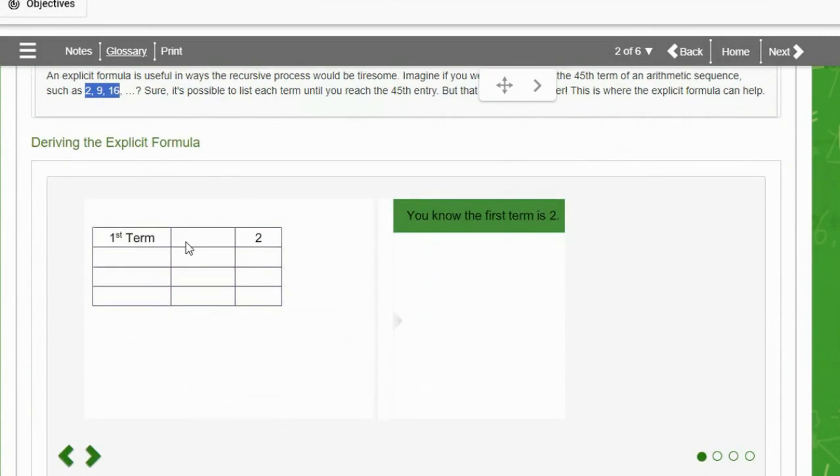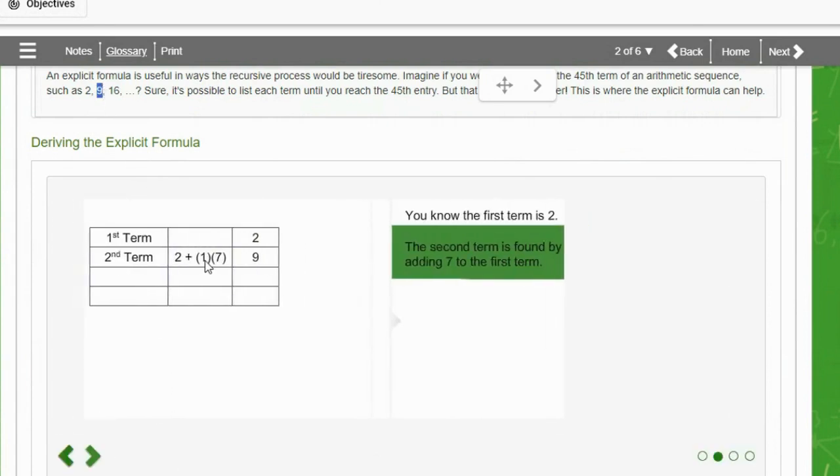So here's what we know about this. The first term is 2. We can see that. 2 is the first term. If we want to find the second term, we just add 7, right? How many times do we add 7 to get to the second term? Just once. See, one time we'll add 7, and that'll give us a 9.